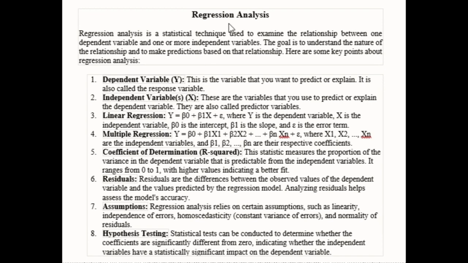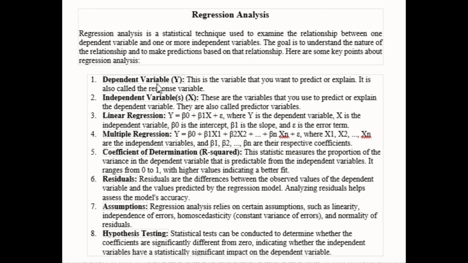Now we talk about regression analysis. As the name suggests, we have already talked about regression, so analysis means to analyze the regression. The components are written here: dependent variable, independent variable, linear regression, multiple regression, coefficient of determination, R square, residuals, assumptions, hypothesis testing. So first of all, what is a dependent variable?